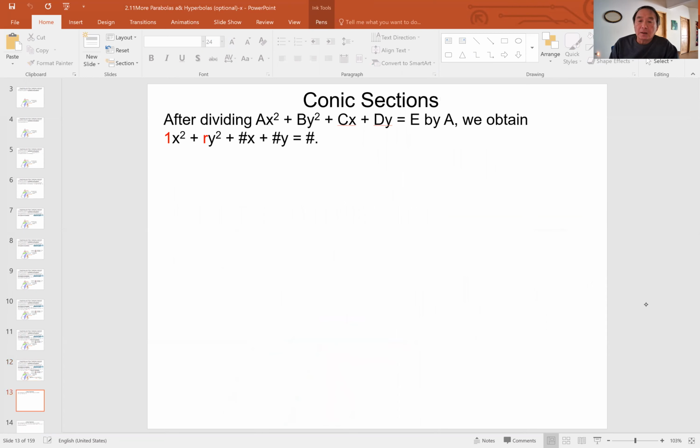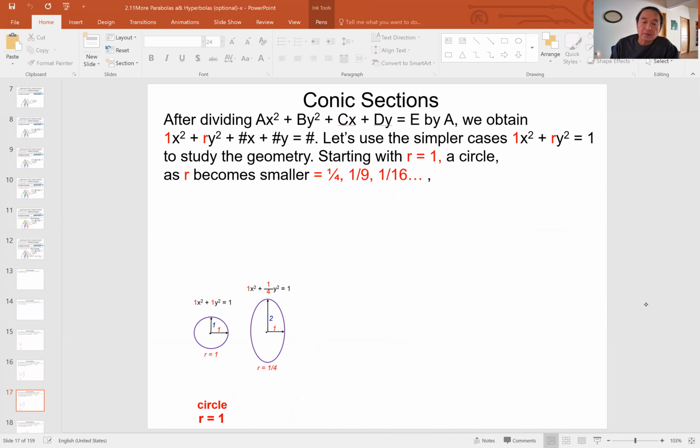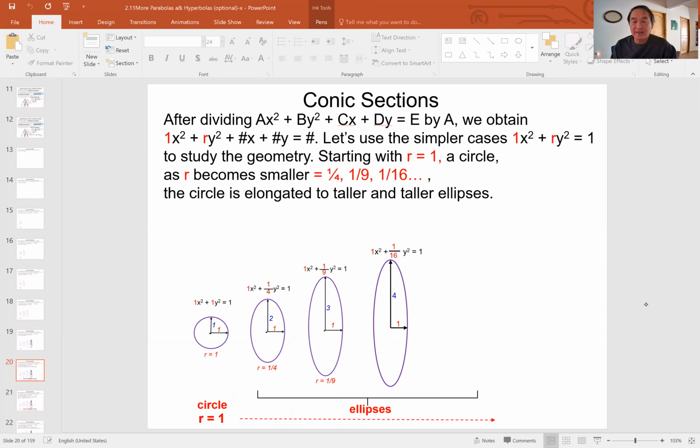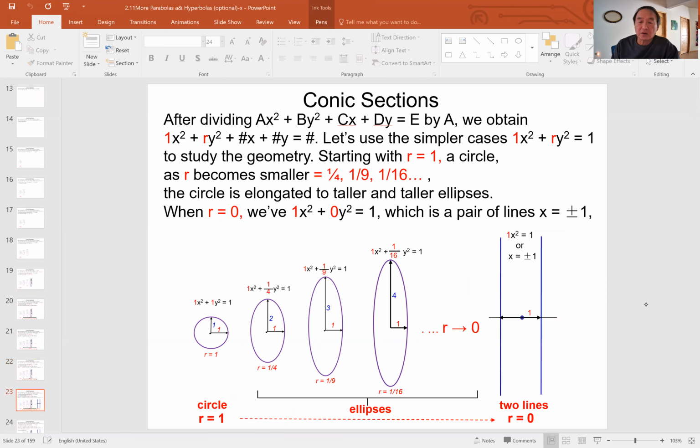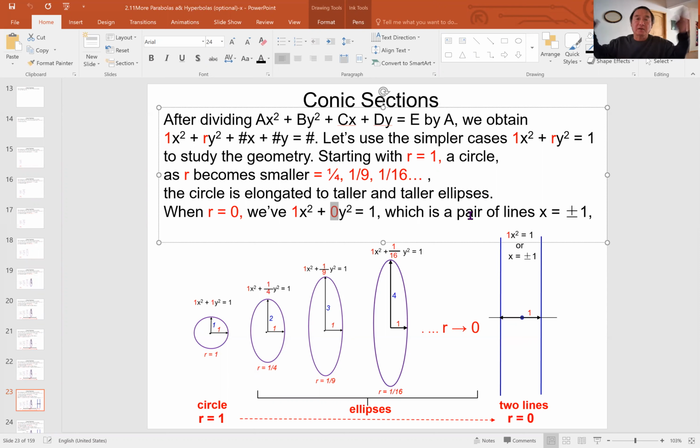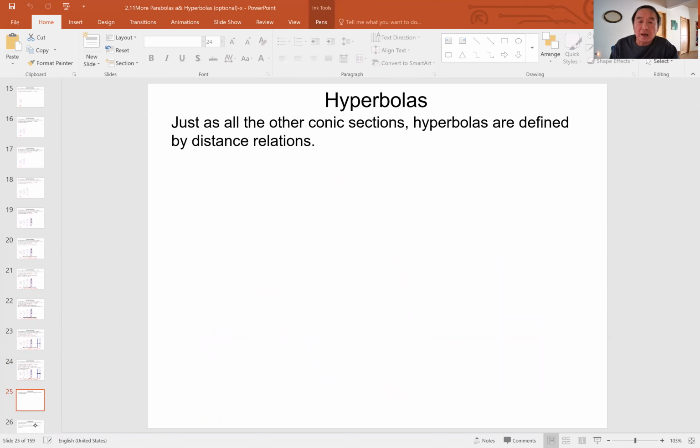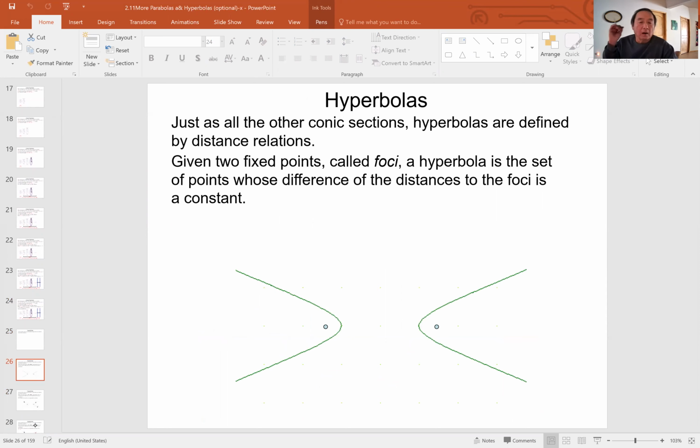This is just a bit of a reminder of how ellipses are elongated circles, and you keep doing that. When you get to r equal to 0, I just get two lines: x squared equal to 1, x equal to plus minus 1. Now, if you get into r negative, then the two lines start forming the shape of two hyperbolas. Okay, which is what we're going to do now. The r being negative.